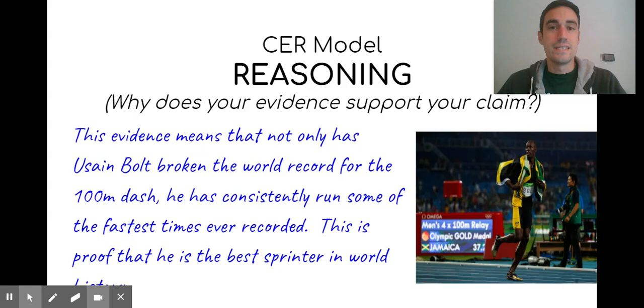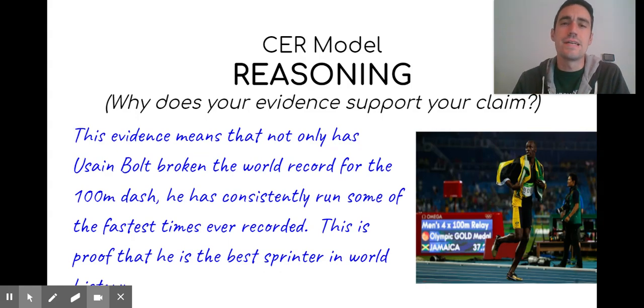So what I did here was connect my evidence to my claim. Great, I have a claim, I have evidence. What do they mean together? Why does that evidence of him running the fastest times ever mean that he is the best sprinter in world history? Well, it's clear. If he's the fastest and he has consistently been the fastest, he is the best sprinter in world history. I also, at the very end, looped all the way back to my claim. This is proof that he is the best sprinter in world history. I'm kind of reminding you what my claim was and that my evidence strongly supports my claim.